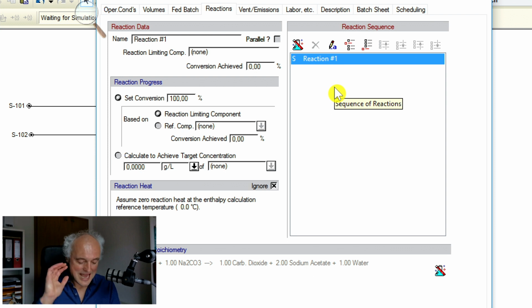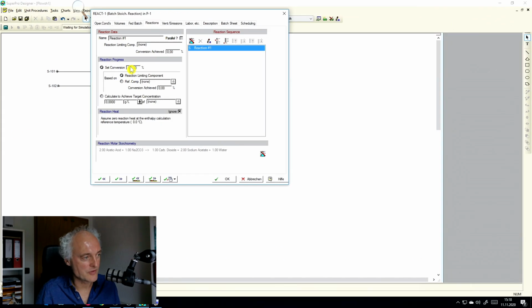So we have added the reaction. We have added the conversion rate. Often this is forgotten because the default value there is 0. And then, of course, nothing happens. And we're quite happy with what we have done now. And so we say, okay. Now you can always say, okay.